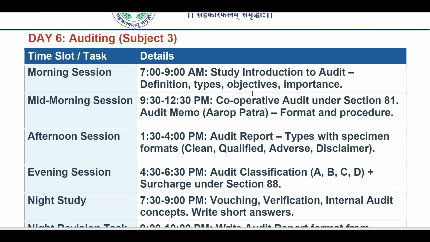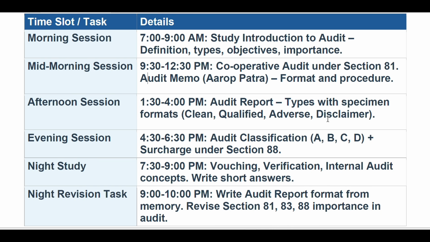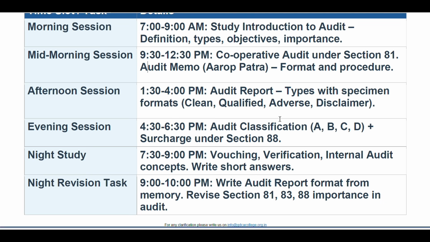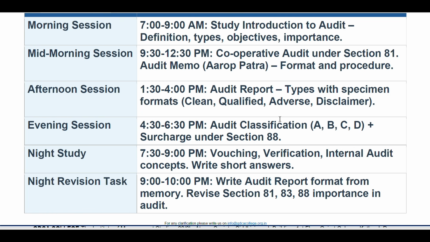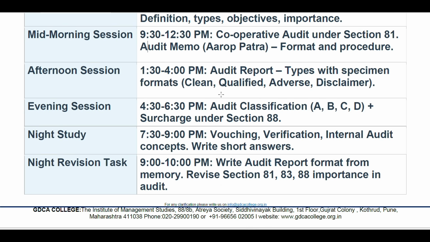Day 6, auditing, paper number 3. Study introduction to audit: definition, types, objectives, and importance of audit. Then in the next session, study cooperative audit under section 81, audit memo, that is Arop Patra, format and procedure. And in the next session, you must study audit report, types and specimen formats: clean, qualified, adverse, disclaimer, likewise.